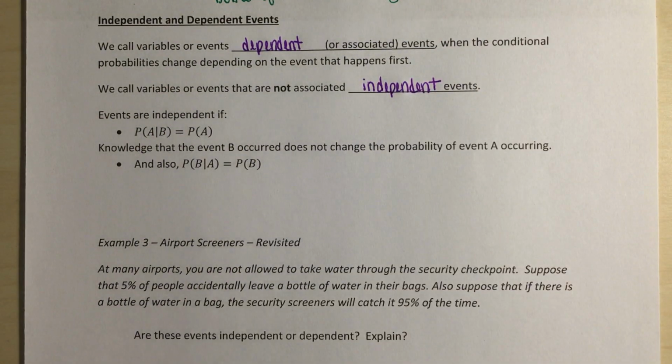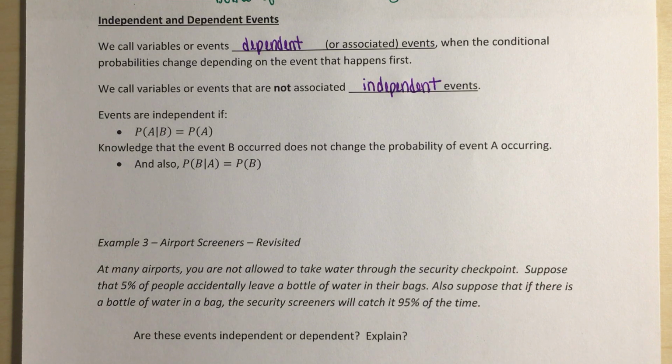So if the probabilities change based on the event that happens first, right? If the probabilities of the second event change based on what happens first, that's what we mean by dependent. Right? If they're not associated, if one does not affect the other, then we call them independent. Events are independent if our probability of A given B is equal to the probability of A, or the other way around. Knowledge that the event B occurred does not change the probability of event A occurring.